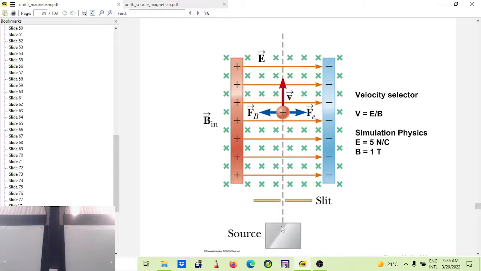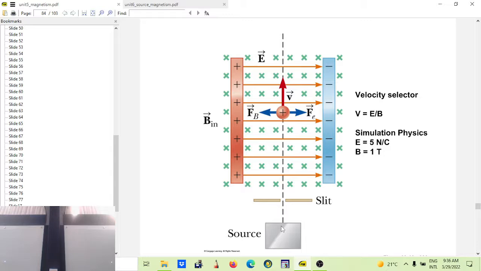So let's say it's going to speed up. And here you have two things. You have the electric field from plus to minus, and you have the magnetic field going into the blackboard. So you take your right hand. You want to know which way is the force from the magnetic field. The velocity is here, very beautiful flower. So the magnetic force is going to be in this direction. And then the electric force, of course, if it's positive, is in this direction.